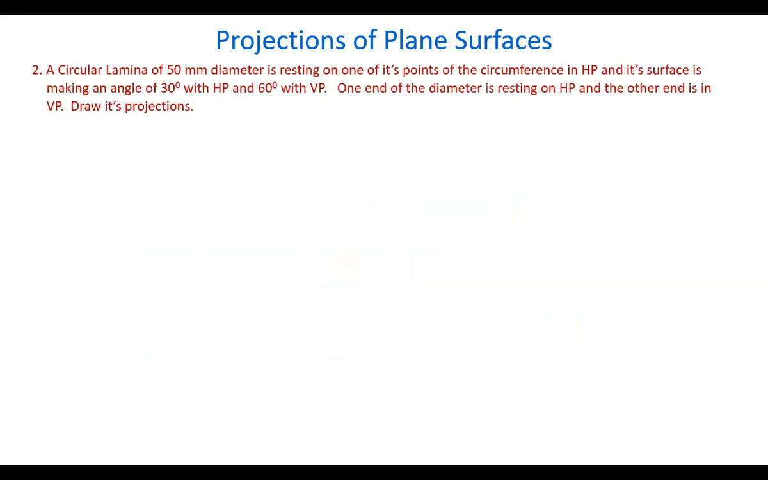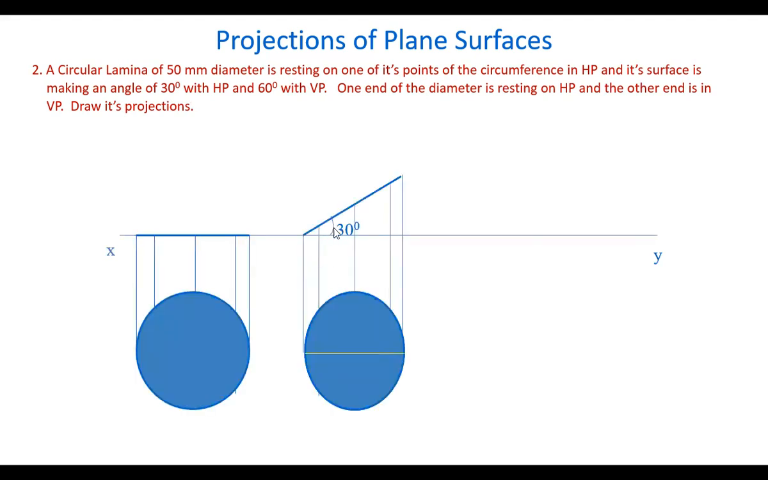Let's take another one. A circular lamina, diameter is given, resting on one of its points in the HP. Its surface is making 30 degrees angle with HP and 60 degrees angle with VP. It's a typical case, right?